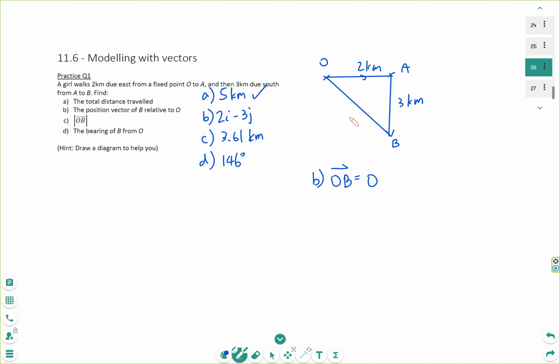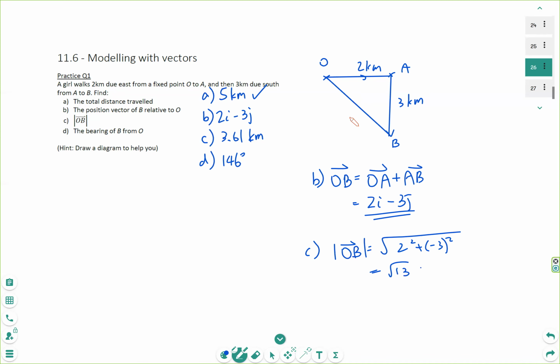To find OB, we can do OA plus AB. Well, OA is to right, so 2i. AB is going down, 3j. Part C, to find the magnitude of OB, you've done this quite a lot. 2 squared plus negative 3 squared. We know negative is not really necessary. So 2 squared plus 3 squared and square root will be square root of 13, which is 3.61 kilometers. And D, find the bearing of B from O.